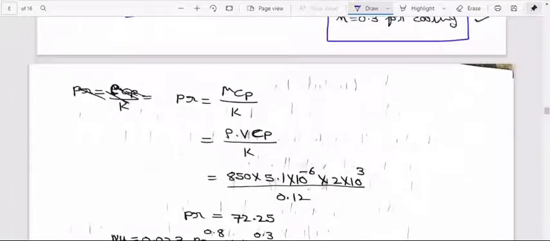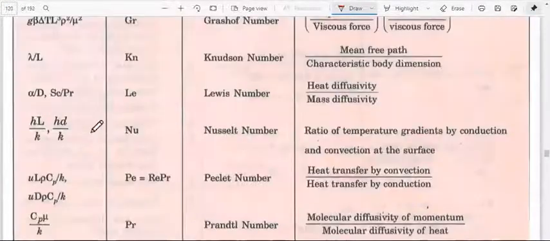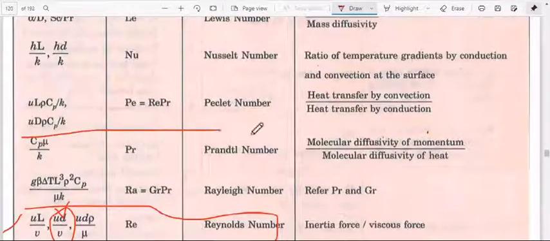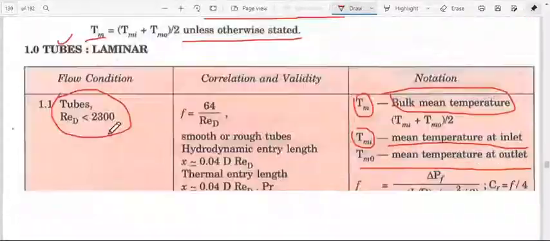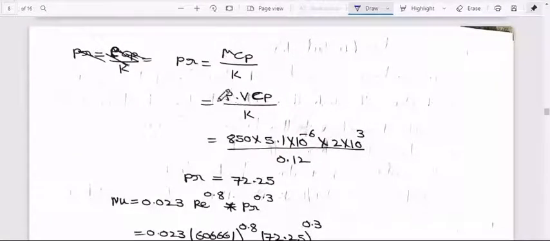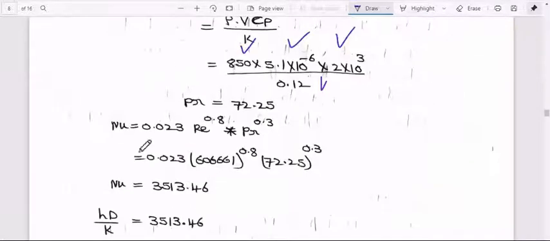So what is the Pr formula? From data book page number 111, Pr, the Prandtl number, is equal to Cp mu by k. So the Prandtl number formula is Cp mu by k. Here the mu value is equal to density into kinematic viscosity, rho into nu. So we need to substitute these values, and the Cp value and k value, in this Prandtl number equation.